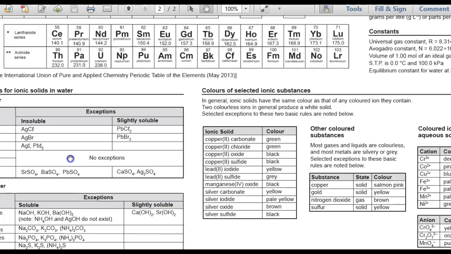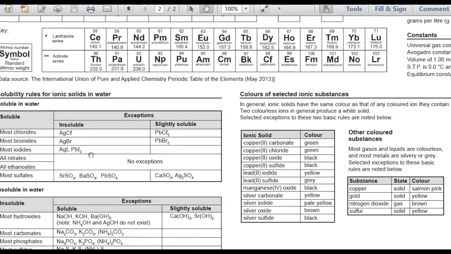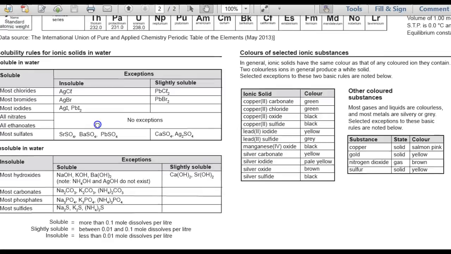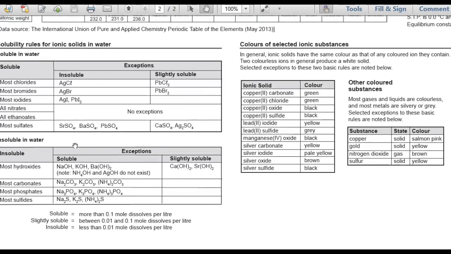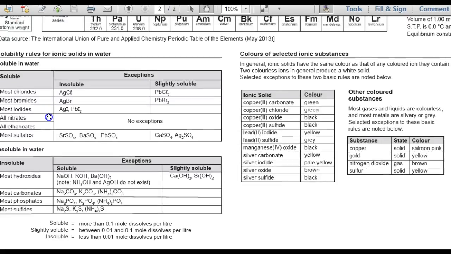Now, the way to use the solubility table is depending on the combination of ions. Certain combinations of ions are insoluble and certain combinations are soluble. So on the first table, these are all the different types of chlorides, bromides, iodides, nitrates, ethanoates, so all your different types of anions that are soluble. And then the second part is the important part, that here are the exceptions. So all chlorides, like sodium chloride, are soluble.